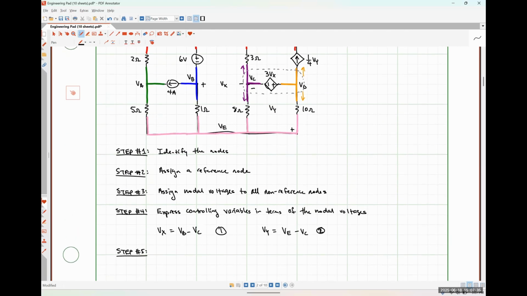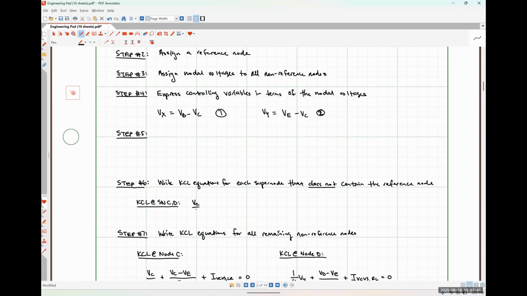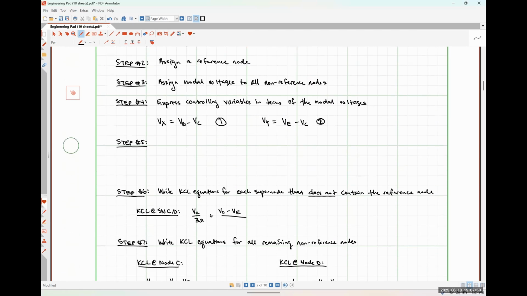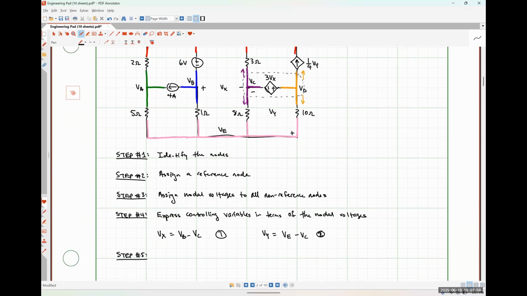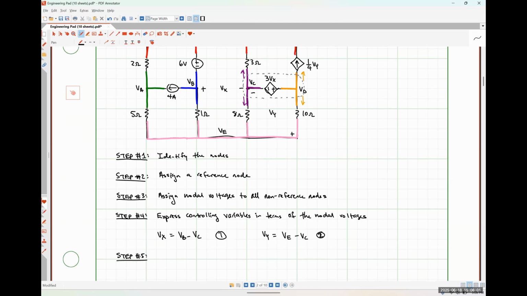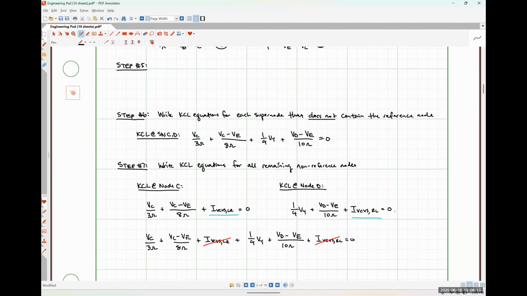Let me double check that. Yep. I'm going to have VC over 3 plus VC minus VE over 8 plus 1/4 VY plus VD minus VE over 10 is equal to 0. And it's literally the exact same thing I got doing all of this other work.